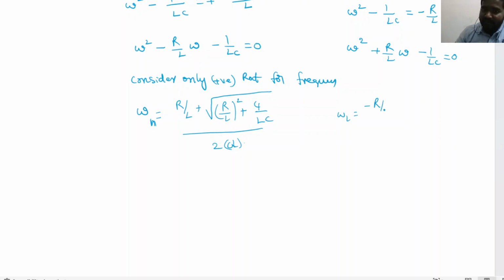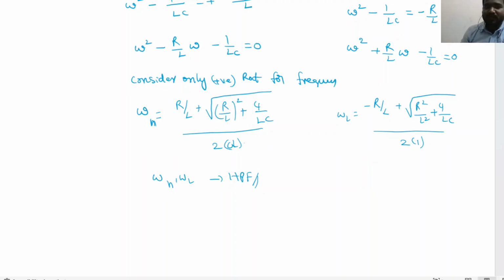So minus R divided by L plus under root b square, that is R square divided by L square, plus 4 divided by LC, divided by 2 times a, where a value is 1. Now this value you can take as the higher value and this value you can take as the lower value. So you can take omega H and omega L as the half power frequencies. For the quadratic equation in omega, if you consider only positive values, then you get the lower value of half power frequency and the higher value of half power frequency.